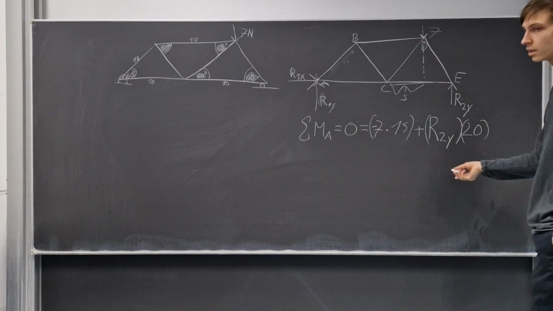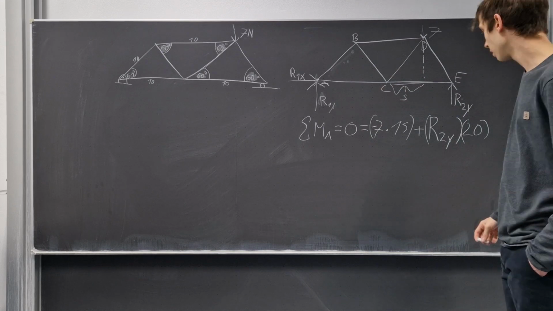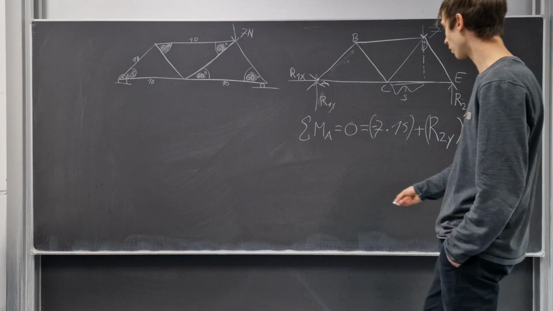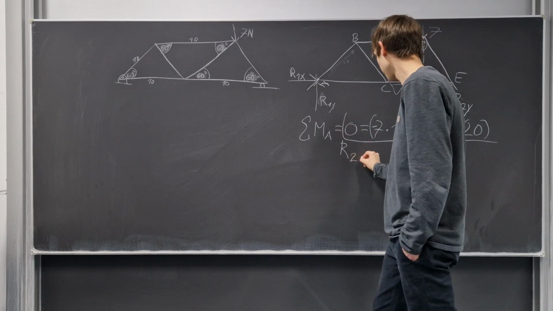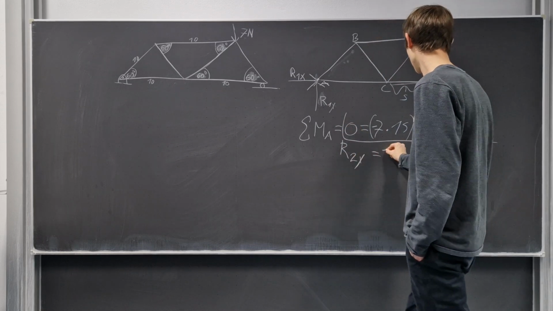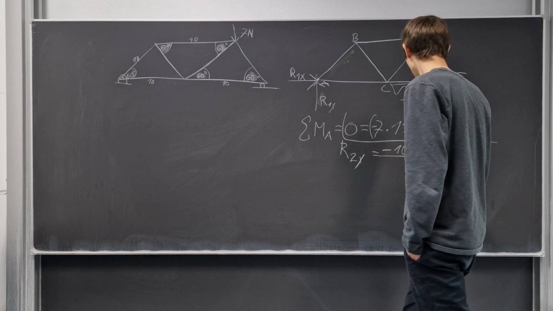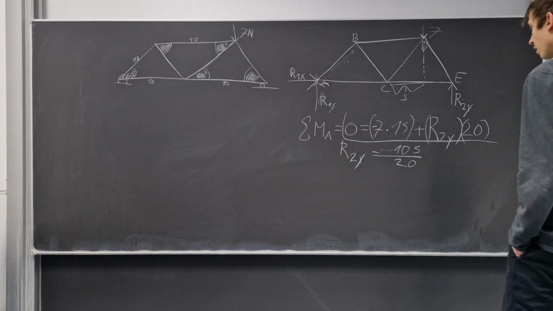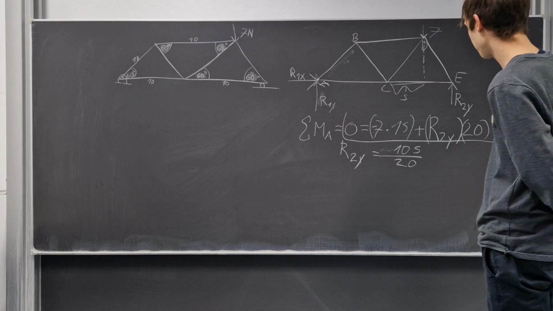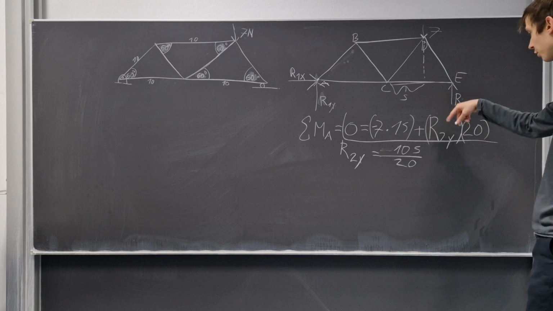And so, yes, that's equal to 0. And now I can solve for R2Y. So R2Y, I use this equation. So R2Y will be minus 105 over 105. We add this to the left side. So 70 plus 45, 105 over the 20 to get 1 R2Y.